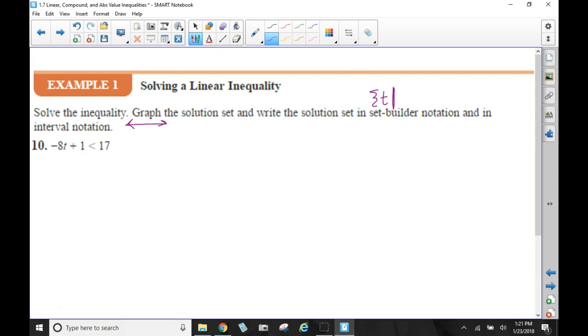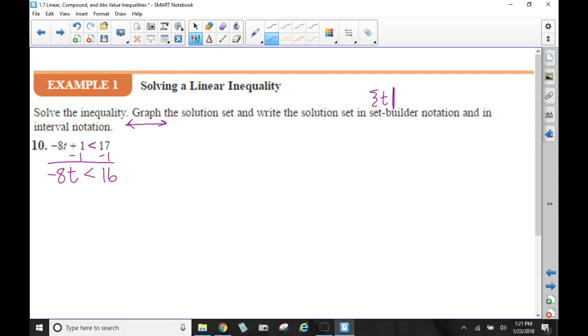So on number 10, the first thing we're going to do to get t on a side by itself is subtract 1 from both sides. So remaining on the left-hand side, we have negative 8t. All we did is subtract, so this less than symbol will remain a less than symbol. And 17 minus 1 is 16.